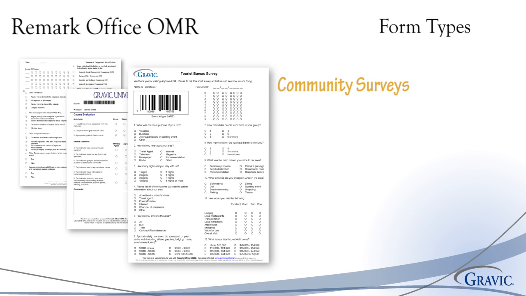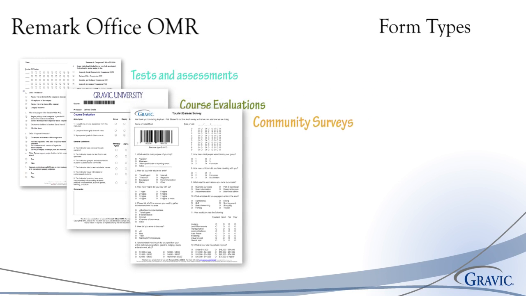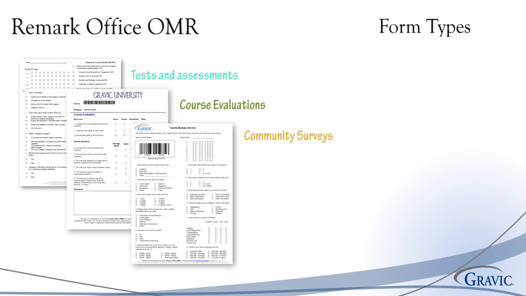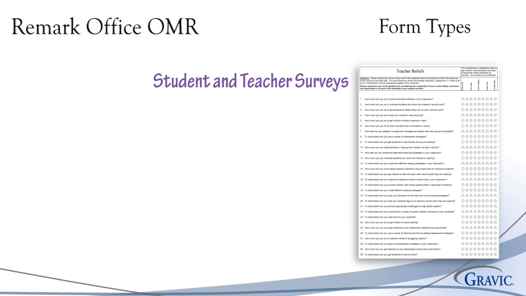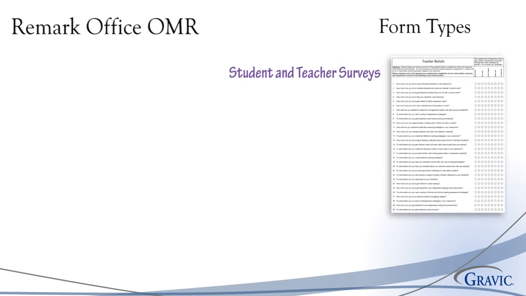Community surveys can be mailed and distributed, filled out with varying writing instruments, and returned to be scanned with Remark Office OMR to quickly produce actionable data and improve your community. Schools have the ability to survey large numbers of students and teachers across entire districts and quickly process and analyze the data collected.